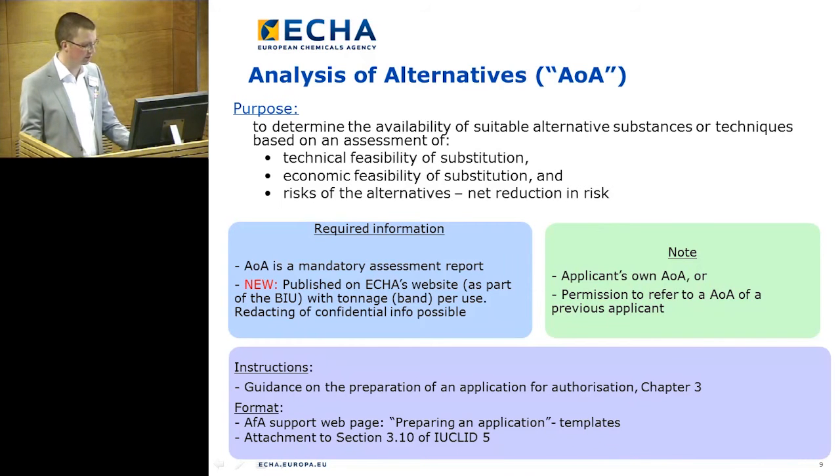Instructions are in the guidance on the preparation of an application for authorization, more specifically in Chapter 3 of that guidance. The format is the AFA, you can find on the AFA support webpage, preparing an application. There you find the template. And you need to attach it to section 3.10 of IUCLID 5.